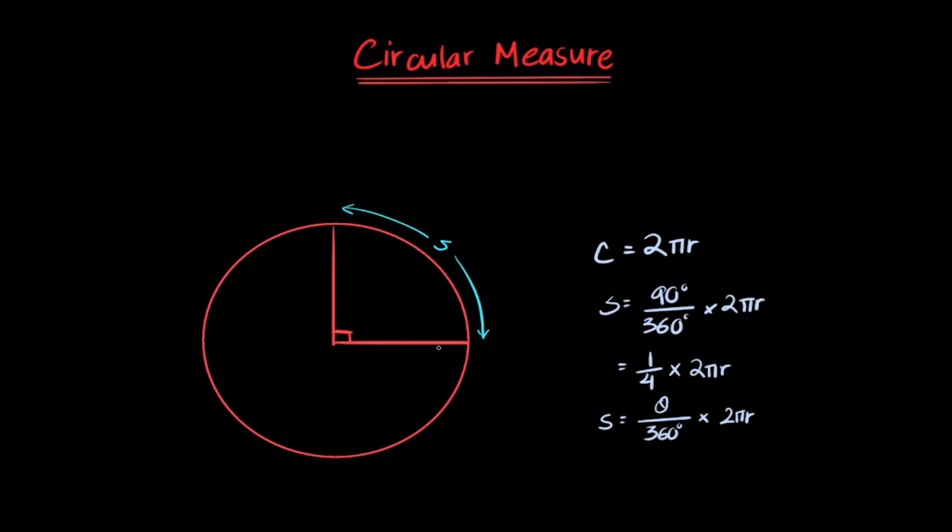Okay, so how do we calculate the circumference of the circle? It's using this formula, right? Circumference is equal to 2 pi r. The length of circumference is equal to 2 pi r.